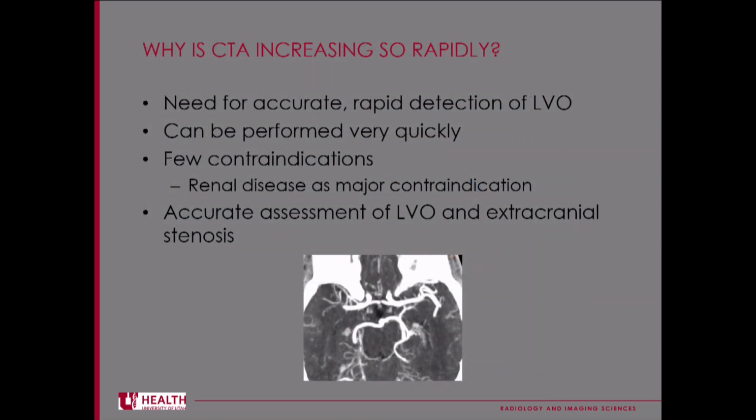So to understand why MRA is not being used, we need to take a look at why CTA is so appealing in the setting of acute stroke, and that is it is a very accurate and rapid means of detecting a large vessel occlusion, which is one of the most important things to determine in the setting of an acute stroke. It can be performed very quickly, it's widely available, it has very few contraindications, renal disease probably being the most notable, and it really is an accurate assessor of large vessel occlusion and stenosis.